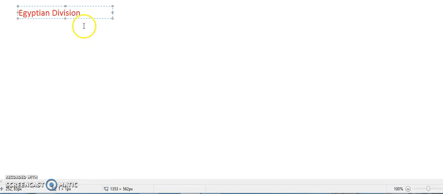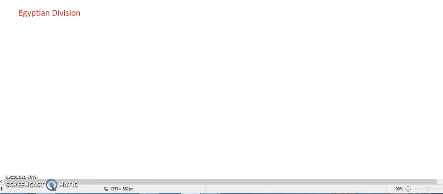Now we're looking at Egyptian division. We're going to have two examples here. First example, we try to divide 91 by 7. So 7 is what we call the divisor, and 91 is what we call the dividend.